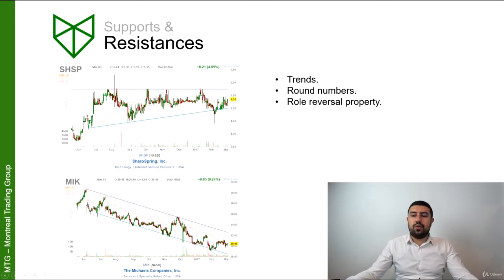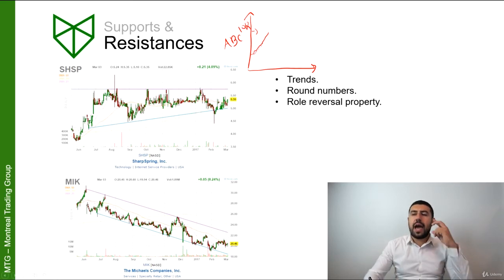Supports and resistances are basically those lines that we draw around the chart to help us figure out which price ranges are supporting the price and which price ranges are causing a resistance for the price to break over. We're going to see supports and resistance around trends. We're also going to see supports and resistance around round numbers. When there's a round number, there's often going to be big supports and resistance. Let's say a financial product called ABC is going up and reaching $10,000. A lot of people who bought at these prices might say, I want to sell at $10,000.